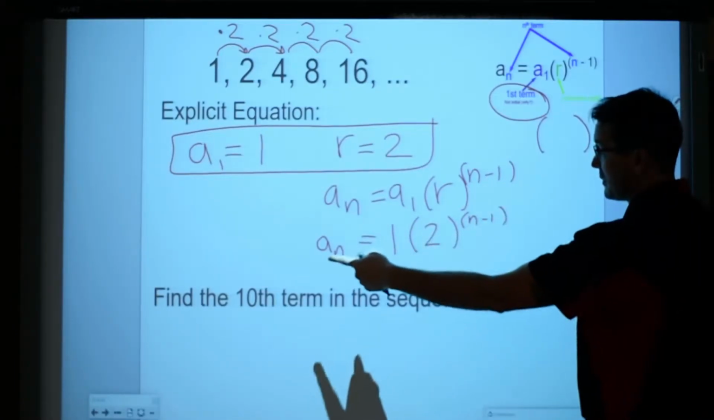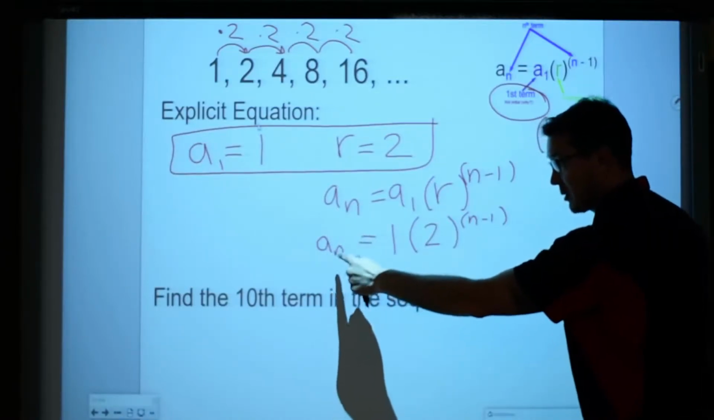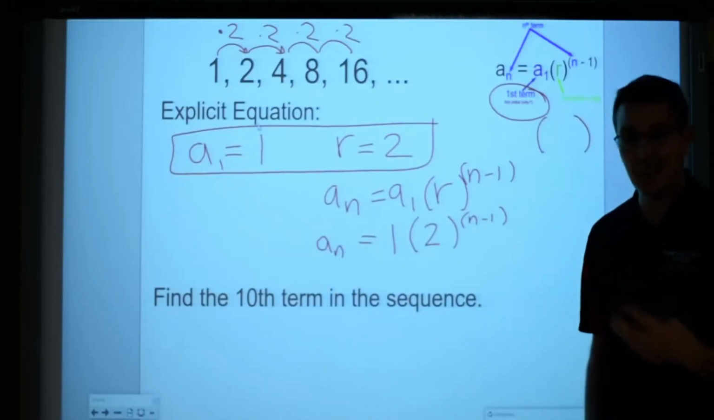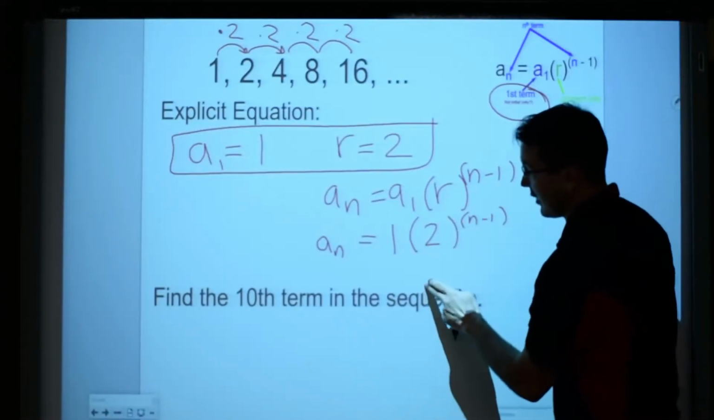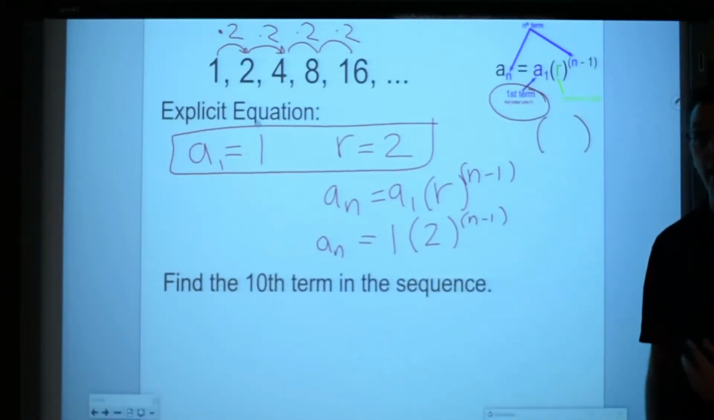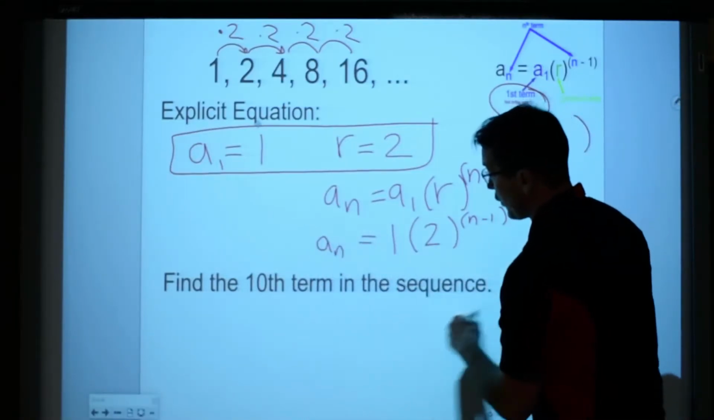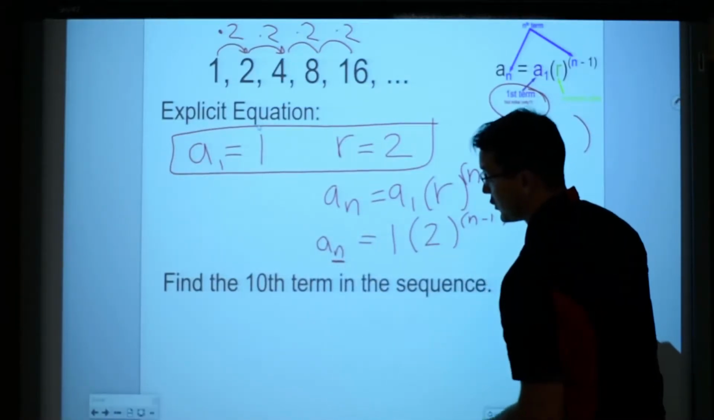So this allows me, if I want to find a 100th term, I would put 100 here and here. If I want to find the 90th term, I put a 90 here and 90 there. But in this case, they're asking to find the 10th term. So how do I write that? I take my explicit formula and I fill in n. That's the term I'm looking for.